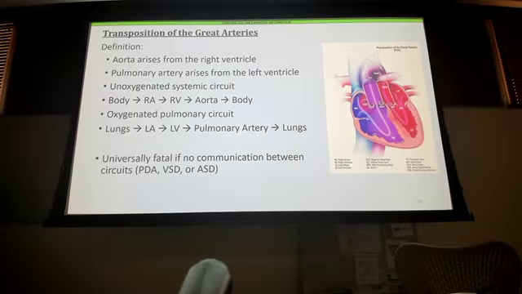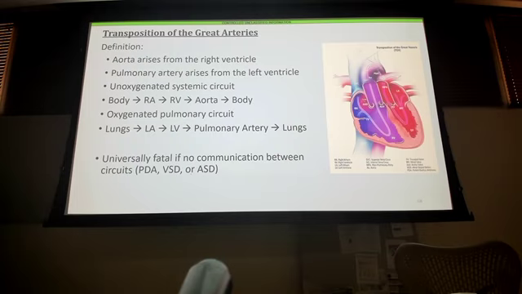So, transposition of the great arteries is when the pulmonary artery comes off of the left side of the heart, so the left ventricle, and the aorta comes off of the right ventricle. In utero, this is not a problem, right? Because the right side of the heart is what deals with oxygenated blood. So in utero, the baby may form and develop normally.